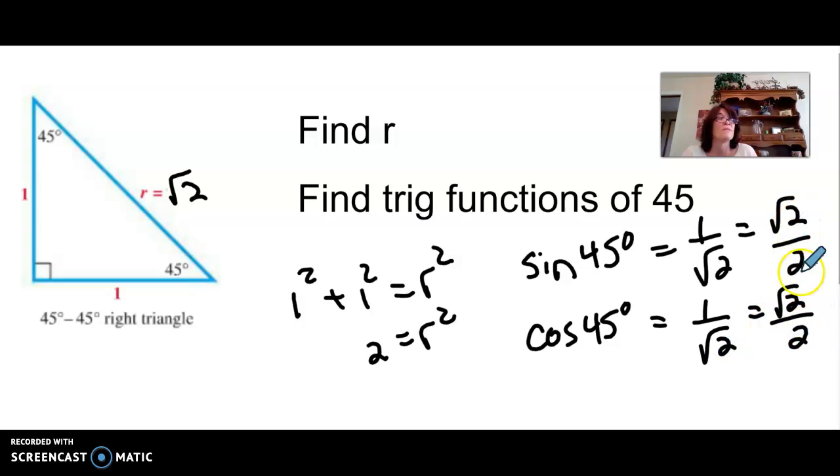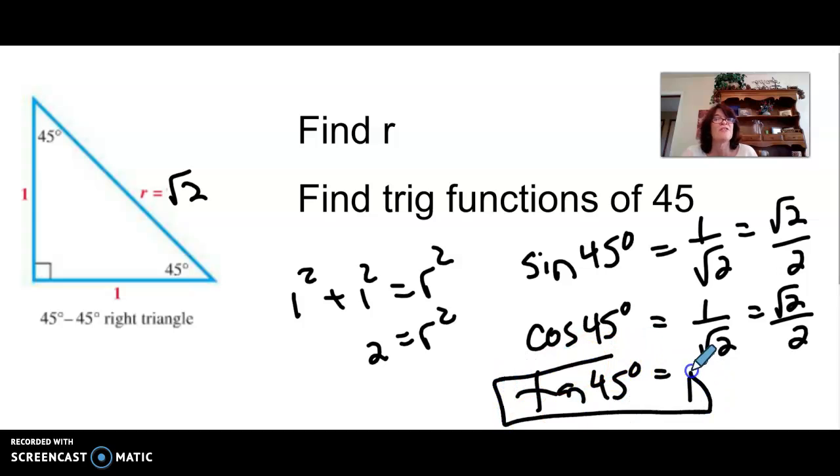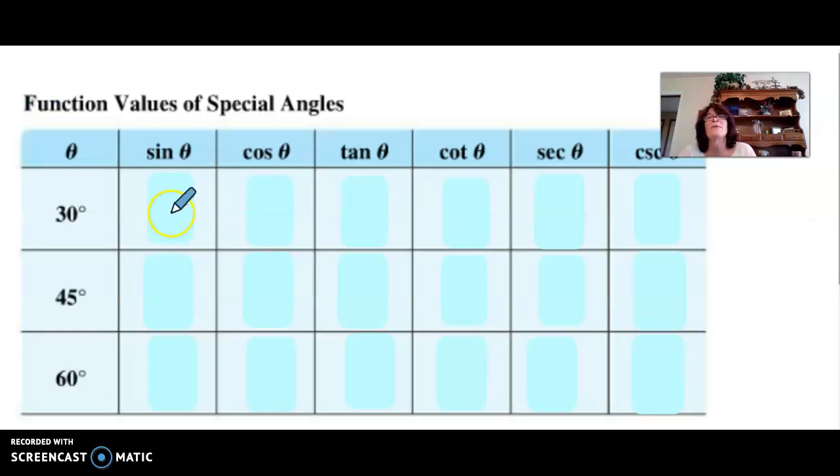For 45 degrees, we have the exact same sine and cosine. Makes sense. 45 plus 45 is 90. They're co-functions. Tangent of 45 degrees, that's opposite over adjacent. Oh, 1 over 1. That's one of my favorites. Tangent of 45 degrees just equals 1. And then, of course, we can flip those, find the reciprocals. Cotangent of 45 is 1. Secant of 45 is the square root of 2, and so is cosecant. So we have these special angles, we call them 30 degrees, 45 degrees, and 60 degrees.